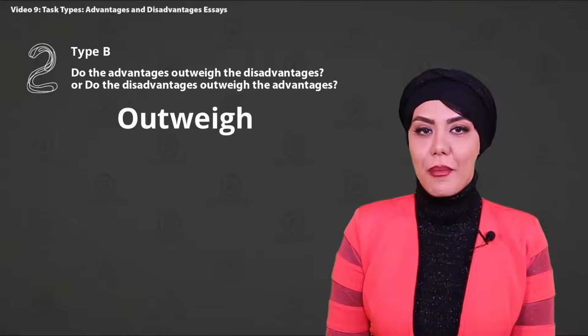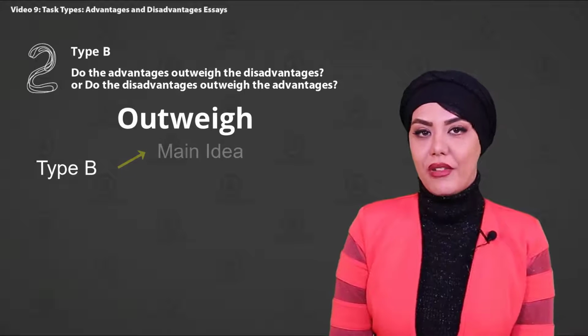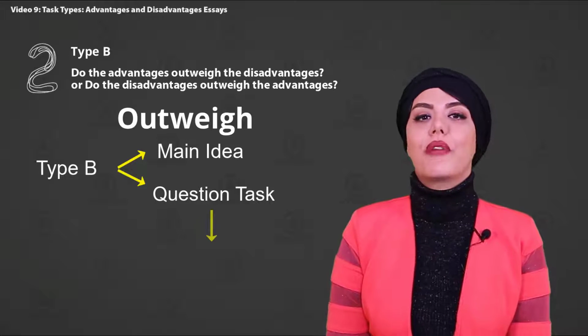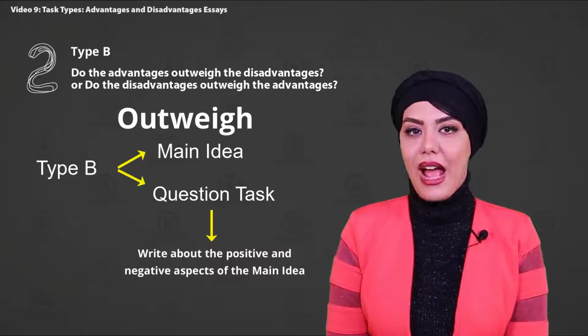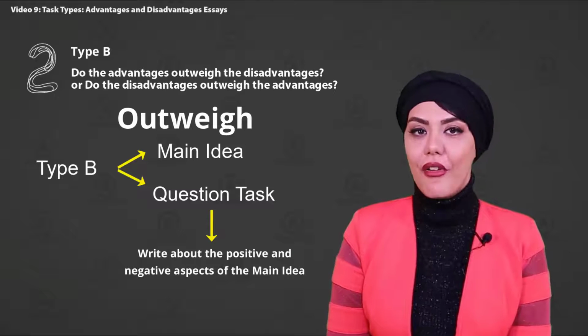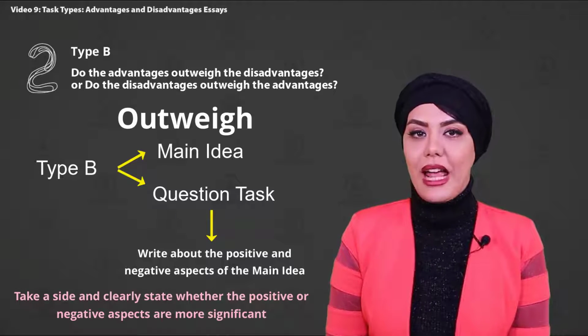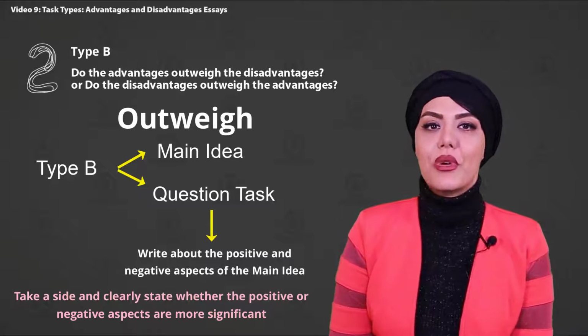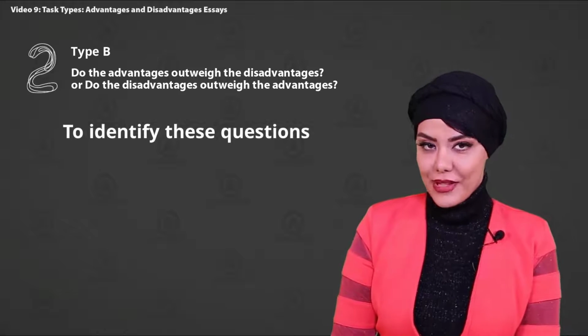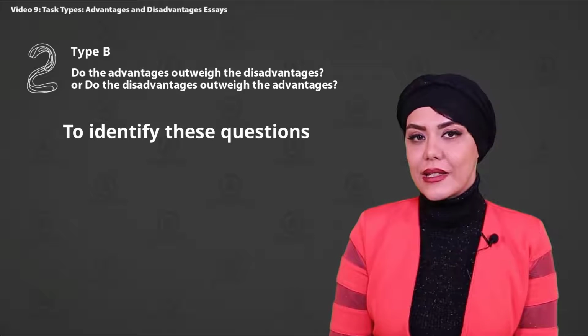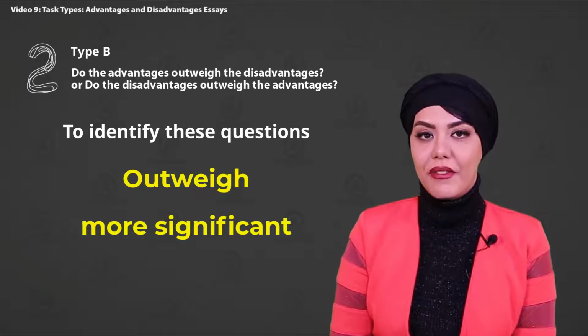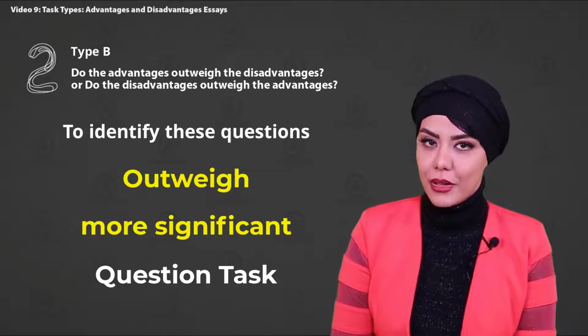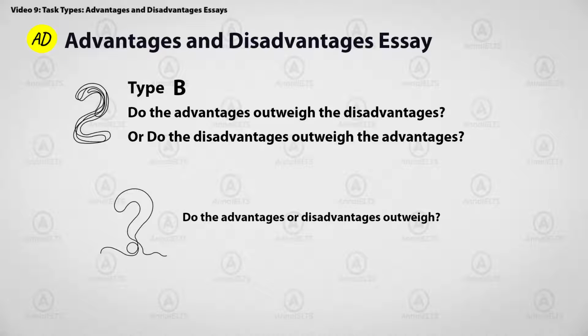The second type of this question is that you are given one main idea and you have to write about the positive and negative aspects of that main idea. However, you have to take a side and clearly state whether the positive or negative aspects are more significant. To identify these questions, look for phrases such as outweigh or more significant in the question task. For example, do the advantages or disadvantages outweigh? Are the benefits or problems more significant?